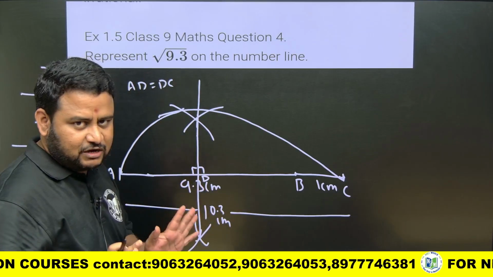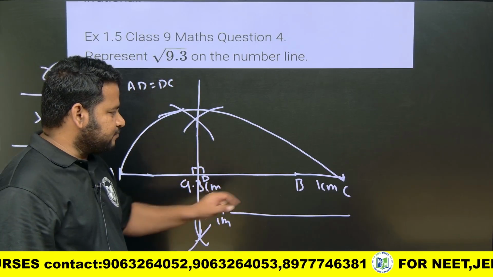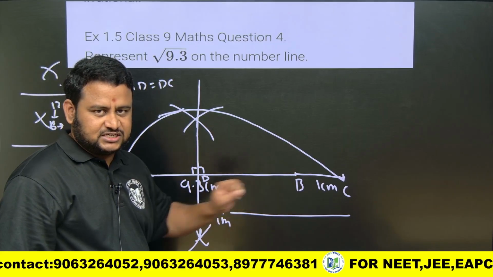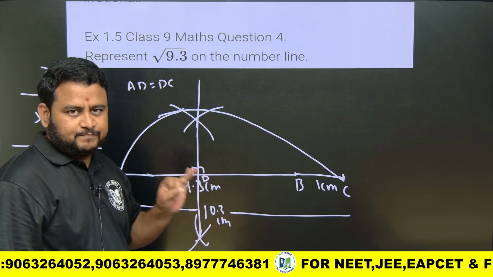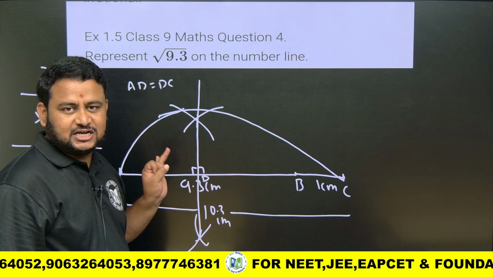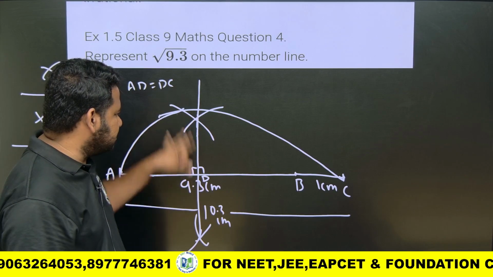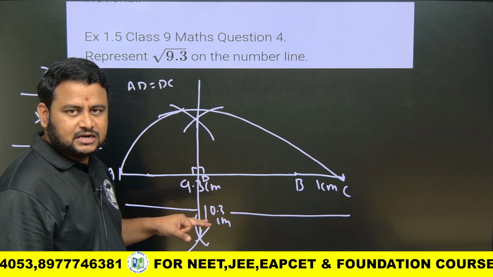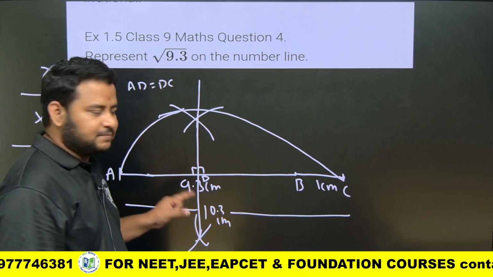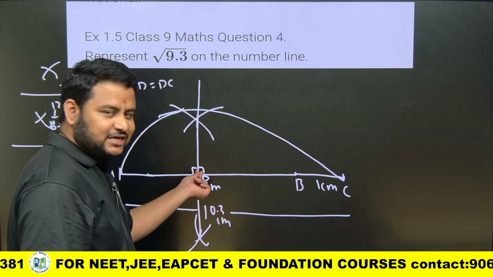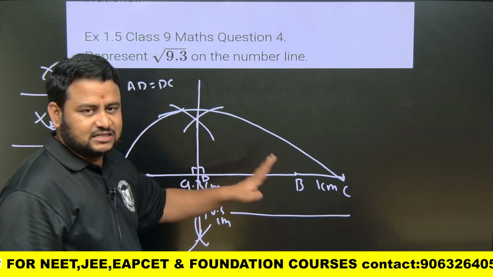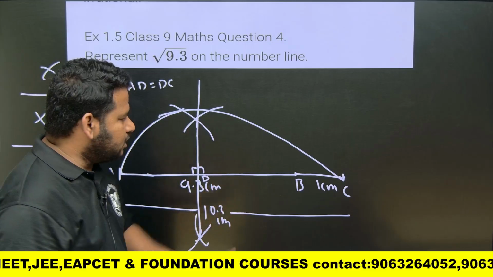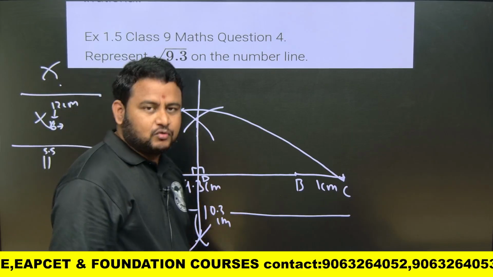So there are 6 steps we have to follow. First step, draw a line AB, extend it to C. Let this be 1 centimeter. That is the second step. Third step is the perpendicular bisector. Join the lines. Next, using the perpendicular bisector, take that point D and take that radius and draw a semicircle. That is step 4.